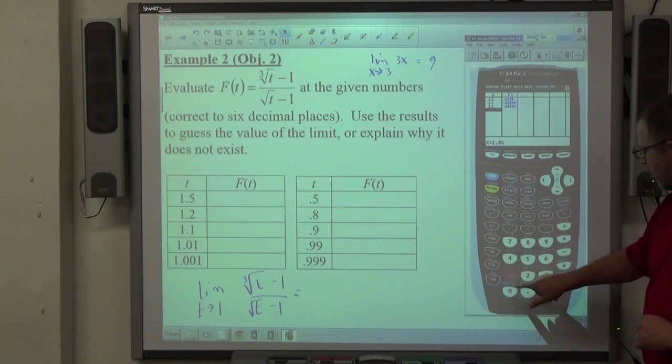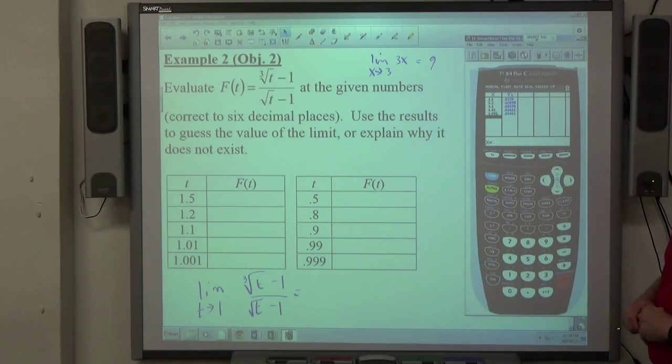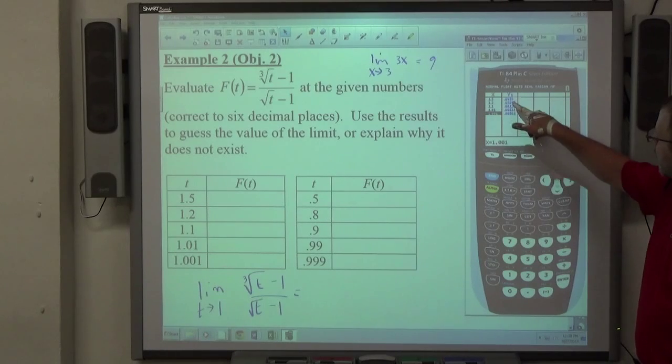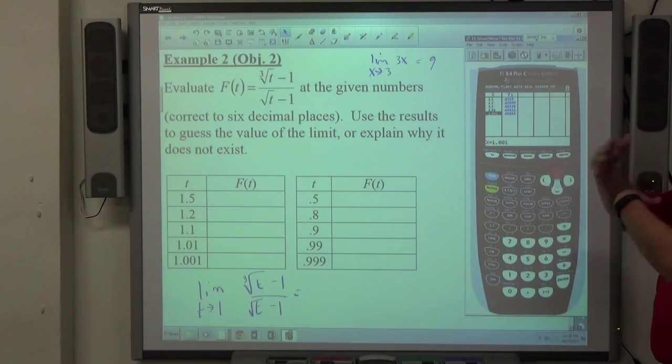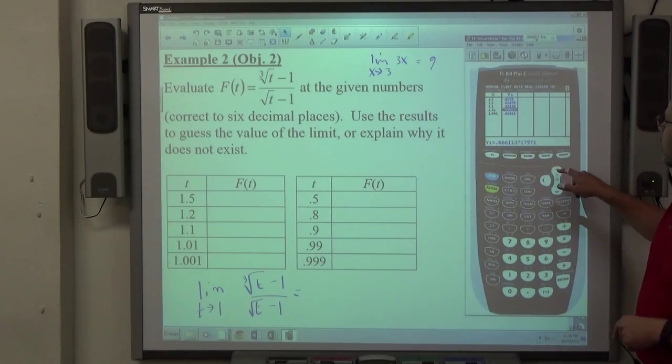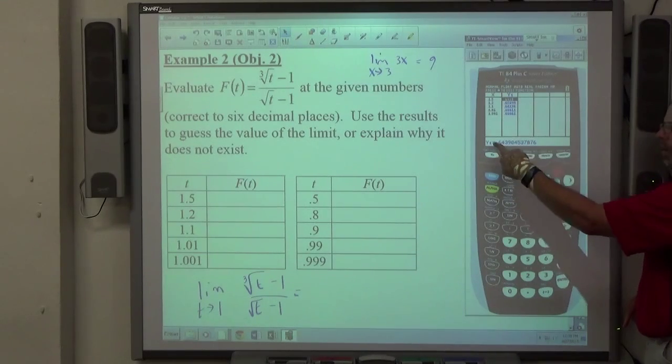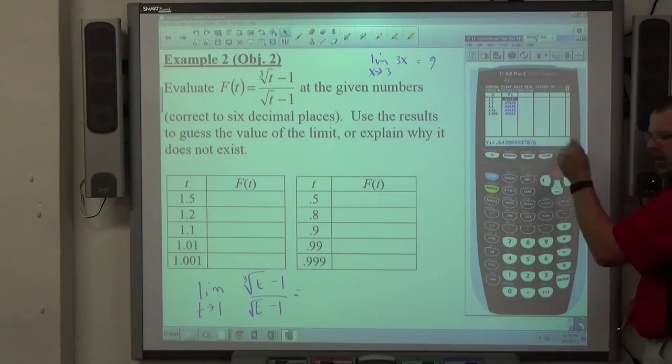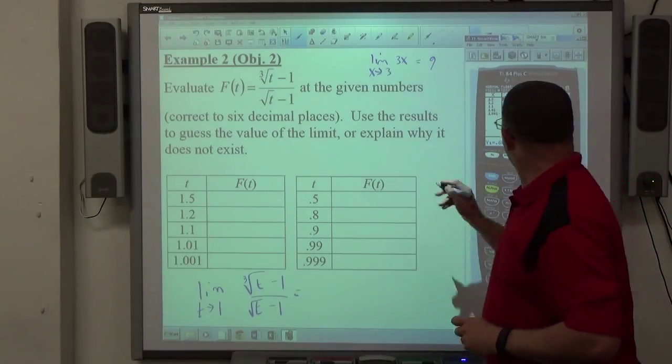1.01 is 10 times closer. 1.001 is 100 times closer. And you can see the results here, 0.64, 65, 66, 66, 66. It keeps on, it seems to be flattening out there in the 0.66 range. The directions do say go to 6 correct decimal places. Notice, going over my white column, the bottom of the screen shows me a bunch of decimal places, so I get 6.